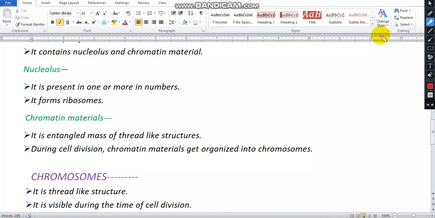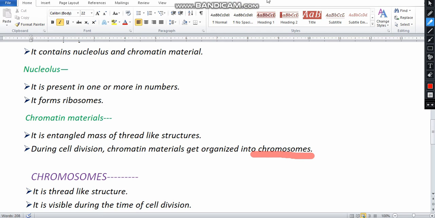So let's see what is the significance of chromatin material. What is the use of chromatin material which is present in the nucleus? During cell division, while the cell is dividing, chromatin materials get organized into chromosomes. So chromatin material is not used all the time. It is only used at the time of cell division. Only one cell can't form a total organism, right? So one cell divides in two, again those two will divide into four.